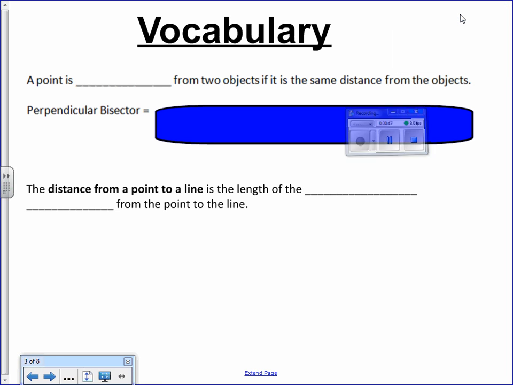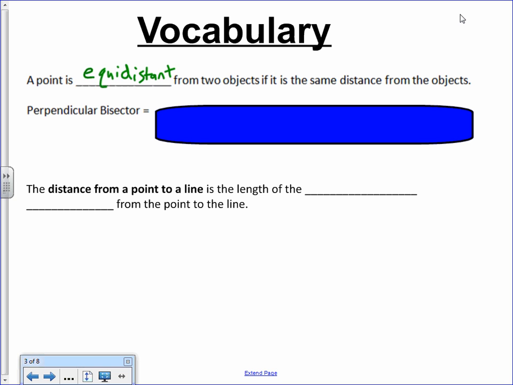The first one says a point is blank from two objects if it is the same distance. So I think same distance or equal distance, that would be equidistant is the word. It's like a combination of equal and distance. Equidistant. Alright, that is our first term.